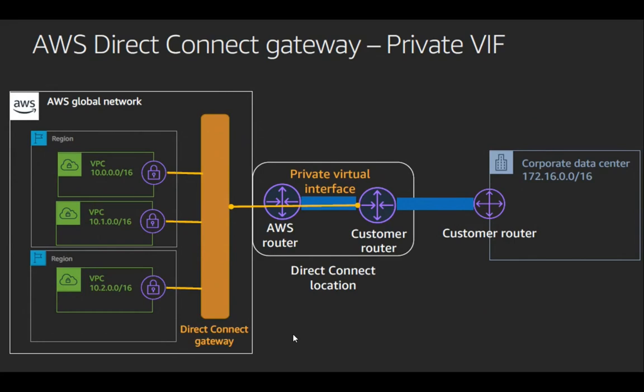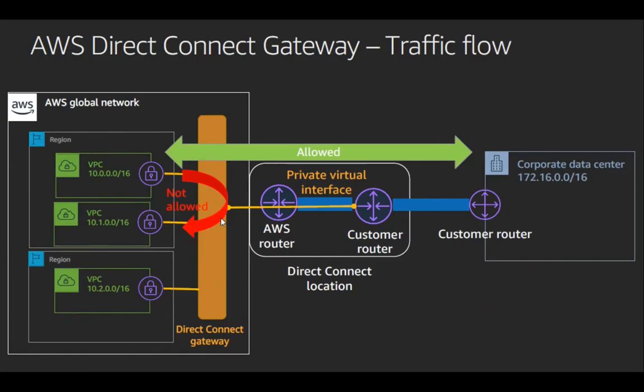Everything, as you can see, is pretty much the same, except the fact we have two regions here, and we are using Direct Connect gateway. We are not establishing a connection from our customer router sitting in the Direct Connect location to the virtual private gateway. Instead, we are connected to the Direct Connect gateway.